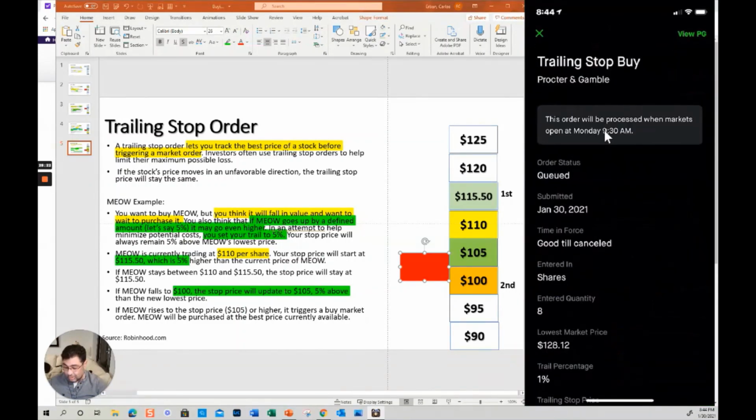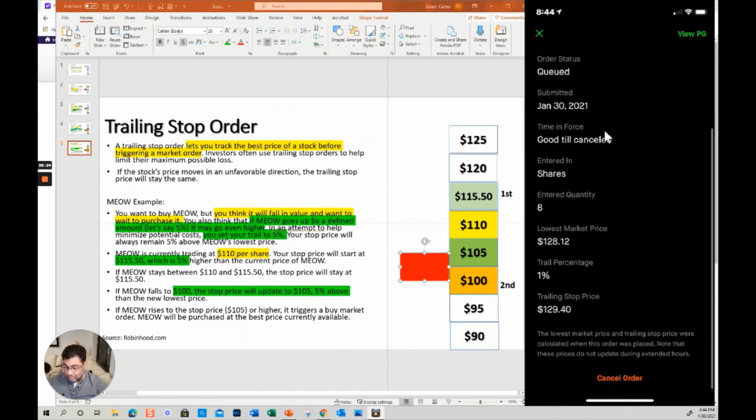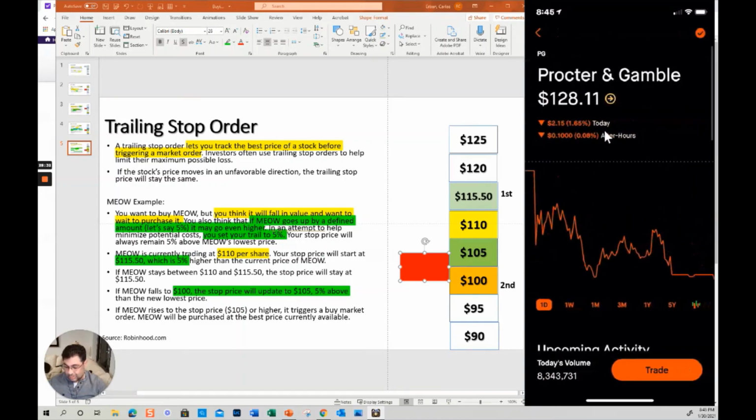So here is the order. Look, you see here on the bottom you have cancel order. So if I change my mind, I can cancel the order. But I actually like this order.